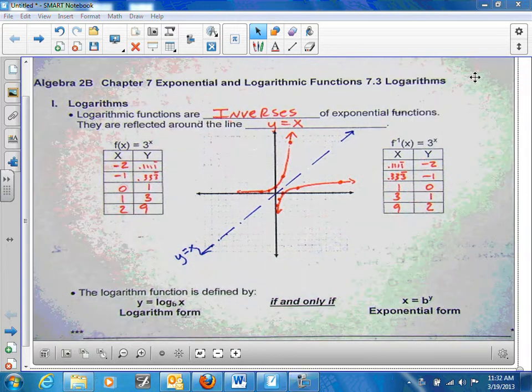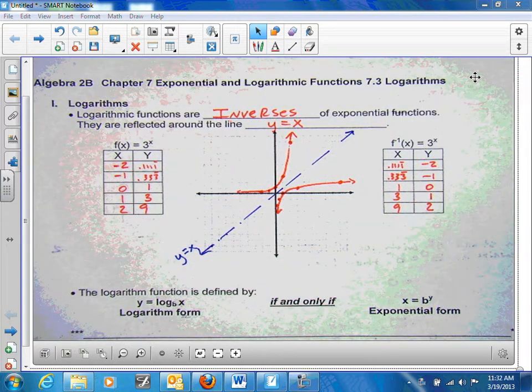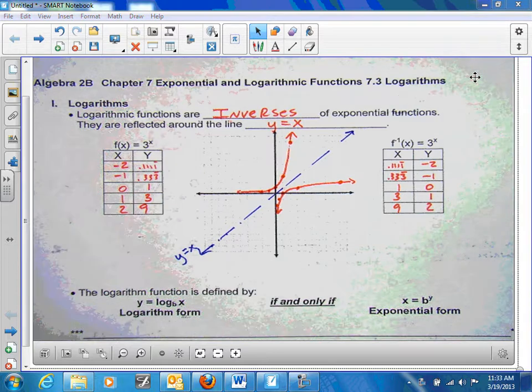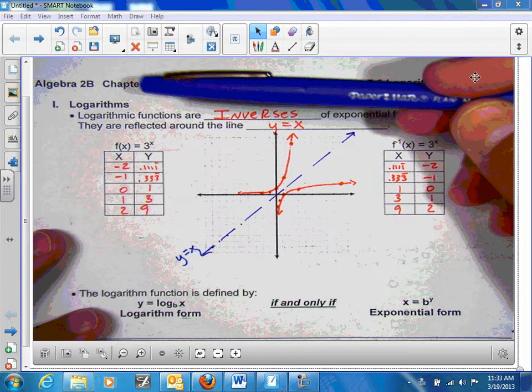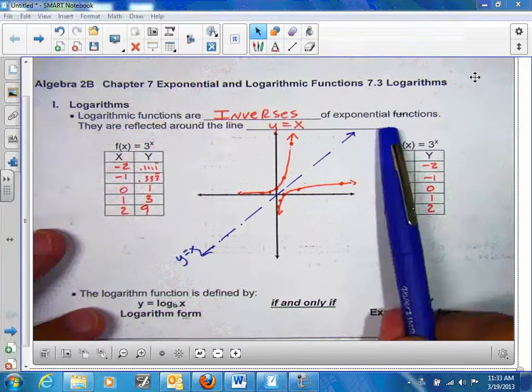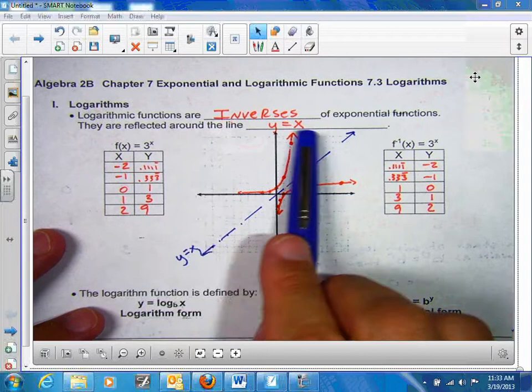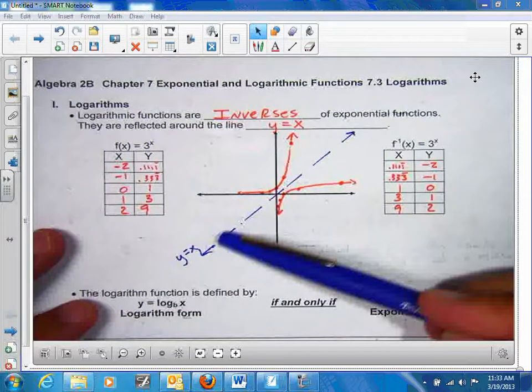Okay, these are your notes for exponential and logarithmic functions, chapter 7.3. First of all, logarithms. Logarithm functions are inverses of exponential functions. Okay? They are reflected around the line y equals x, which is denoted by this dashed blue line right here.